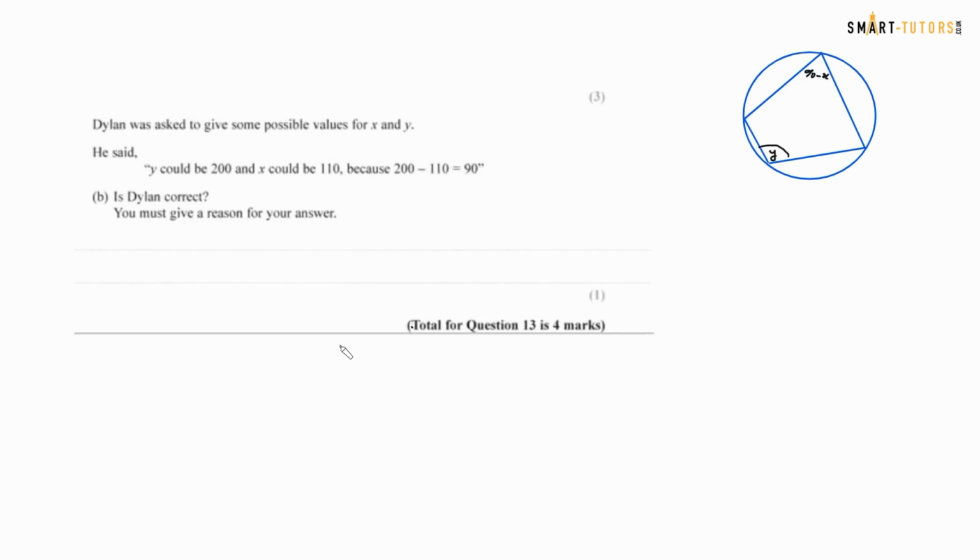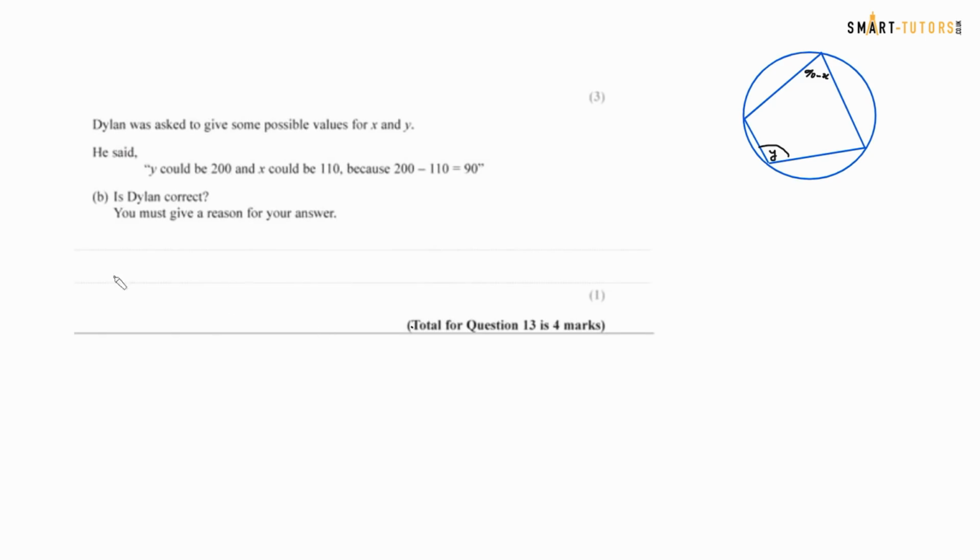Question number 13b. There's a B part. So the total for question 13 is 4 marks. So we are going to do the 1 mark question. Dylan was asked to give some possible values for x and y. He said y could be 200 and x could be 110 because 200 minus 110 equals 90 degrees. Is Dylan correct? You must give a reason for your answer.